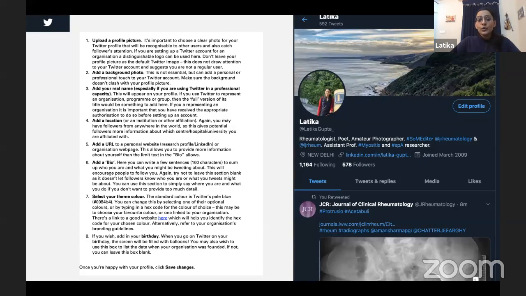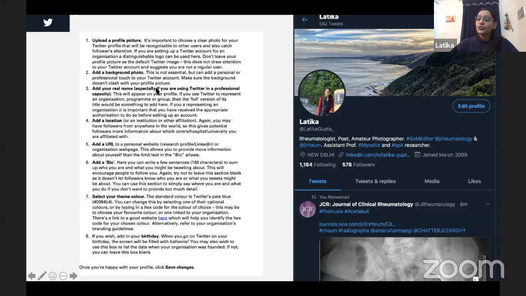Some tips on how to create a profile on Twitter. So these are the rules of the game. Upload a profile picture. It should be clear, ideally not like this. It should be more clear. And then you need to add a background photo, which should not clash with your picture.